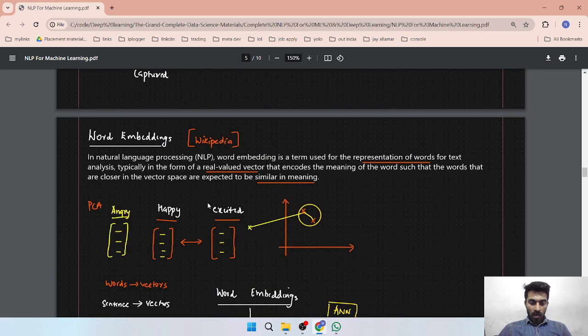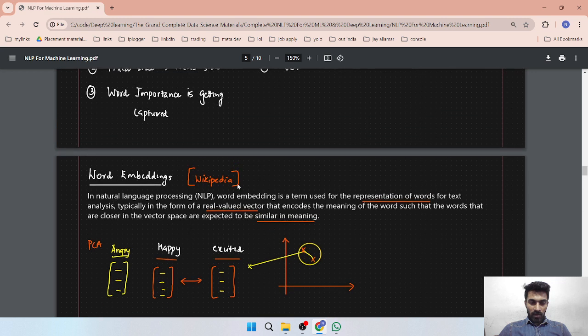So now we will learn word embedding. We will see the definition and we will wind up the lecture for today. What is word embedding? In NLP, natural language processing, word embedding is a term used for the representation of words for text analysis, typically in the form of a real-valued vector that encodes the meaning of the word, such that the words that are closer in vector space are expected to be similar in meaning.